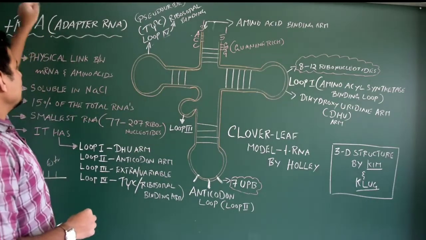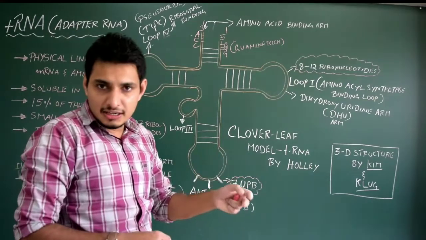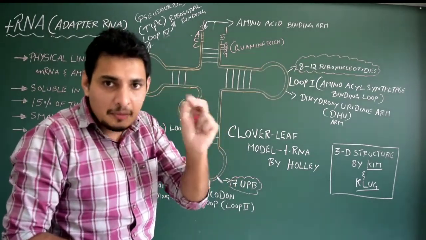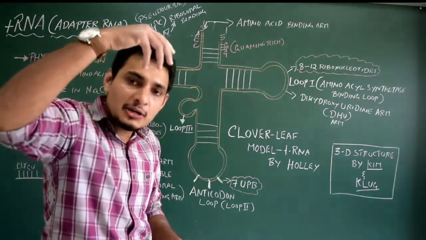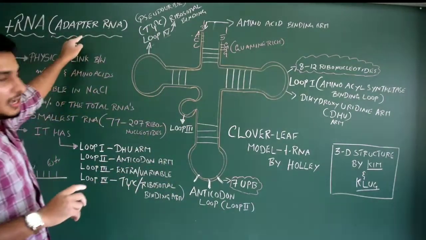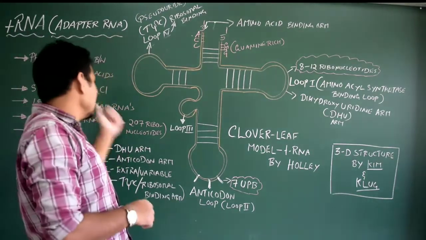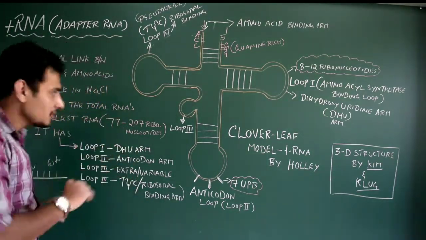Let us see. It is also called adapter RNA. Very simple. It has an anticodon, that is, specific unpaired nitrogenous bases, which will bind to a specific codon on the mRNA. So that is why it is called adapter RNA. It is also called soluble RNA because it is soluble in sodium chloride.